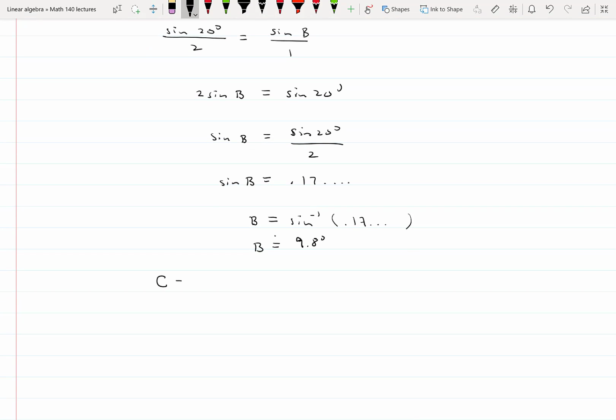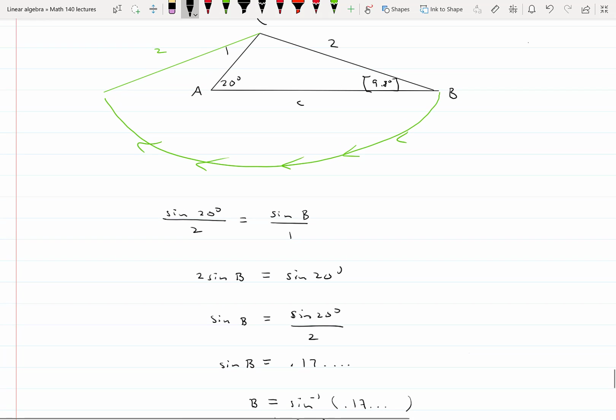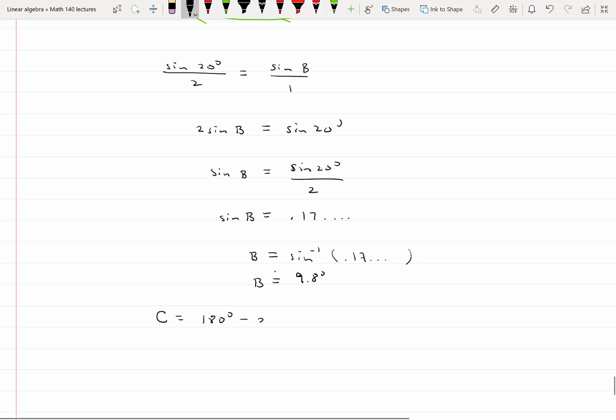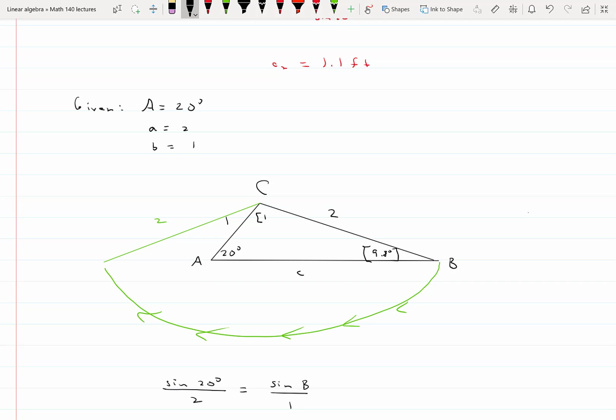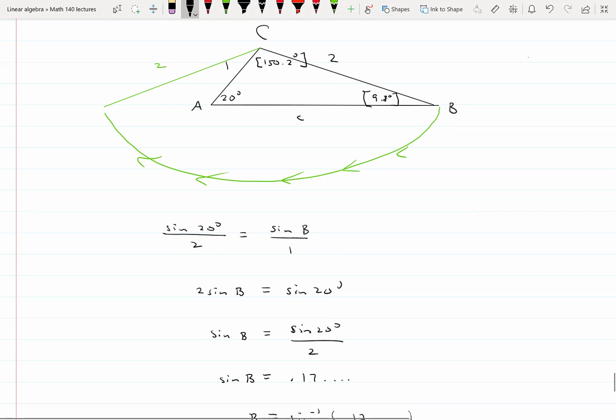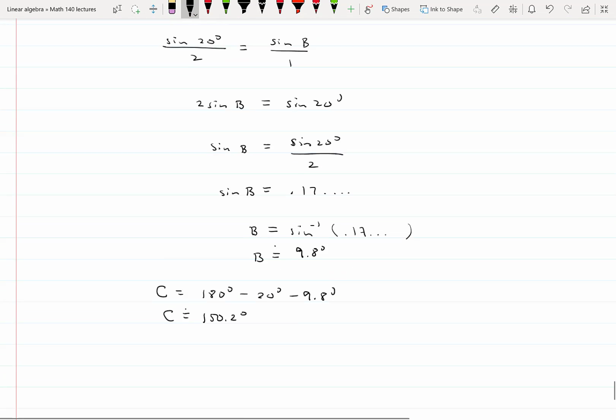Angle C is a super simple thing to find. Angle C is 180 minus the given angle, 20, minus the 9.8. And that's about 150.2 for C. Put that in brackets. So it's very simple to solve the triangles once you're set with the data that are given. Small c.